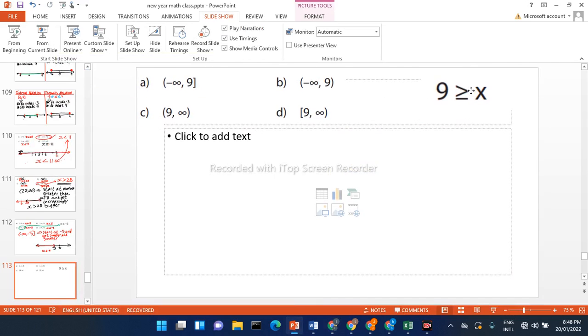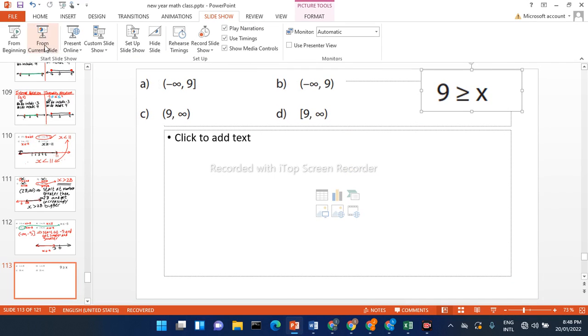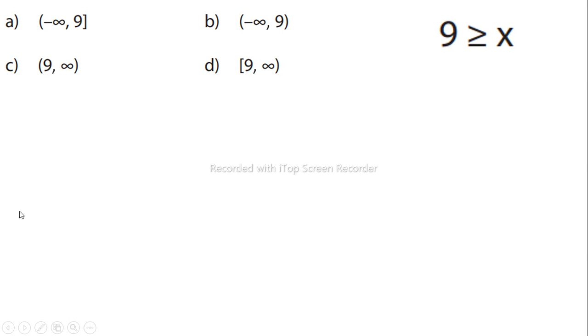Alright, so let's continue. So this is saying we want 9 is greater than or equal to x. So let's begin with A. What is A saying in words, in layman's terms? Well, A is saying, hey, listen, start at 9, but then get increasingly smaller.